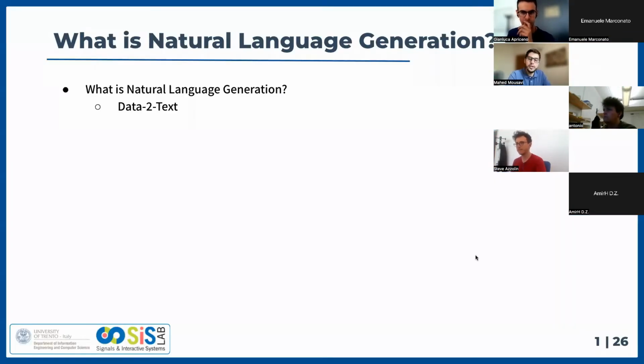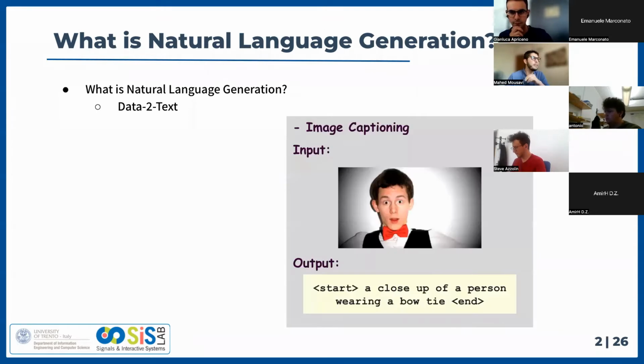So first, we need to see together what is natural language generation, what we mean when we talk about this concept. Natural language generation can have different forms. The first form that I would like to show you is data to text, like image captioning, when the input is an image and the output is a sequence of tokens explaining the picture. In this case, you would have to have a model that is able to understand the picture, comprehend the content, and then turn the meaning representation obtained from the picture to a sequence.